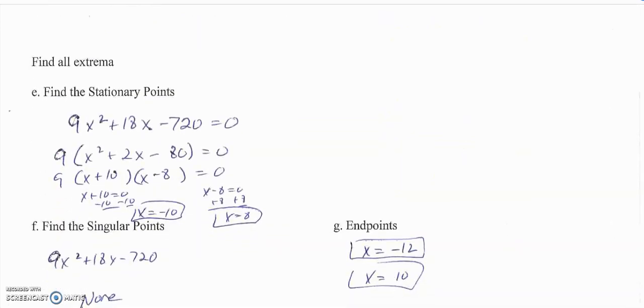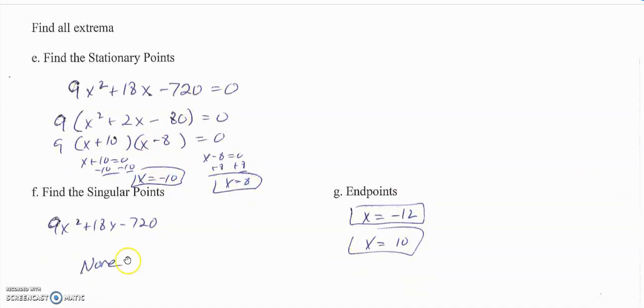To do stationary points, we take the derivative, set equal to 0. So the derivative is 9x squared plus 18x minus 720 equals 0. So we take the derivative of the original, set equal to 0. You can factor out the 9, and then you have x plus 10 times x minus 8. So we have two answers, x equals negative 10, x equals 8. Or we could use the quadratic formula where a is 9, b is 18, c is negative 720. So possible stationary points are negative 10, 8.